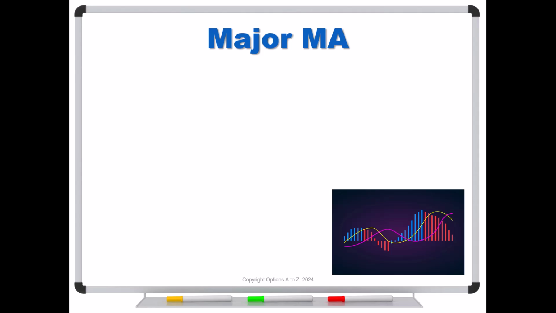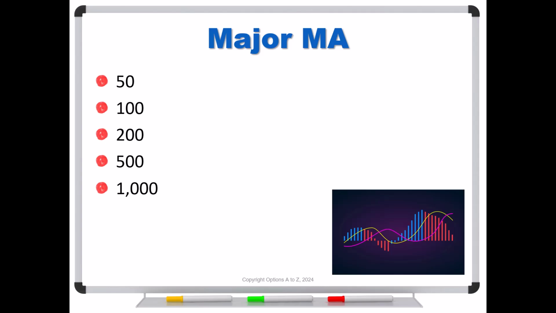So let's talk about the major moving averages. What are they? Well, there is the 50, the 100, the 200, the 500, and then even the 1,000-day moving average. Now, another thing that's nice about these moving averages is that they work in all time frames, and that should be true for any indicator that's at least worth anything at all. They should work in all time frames.